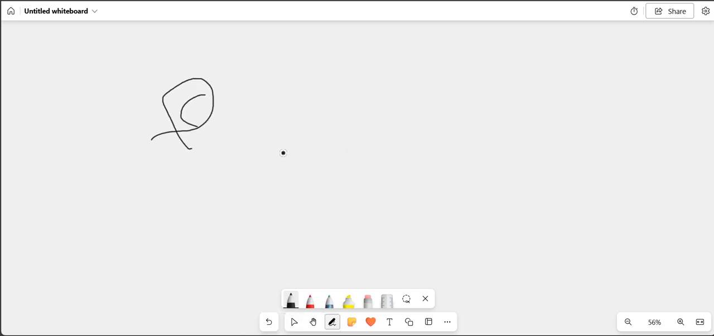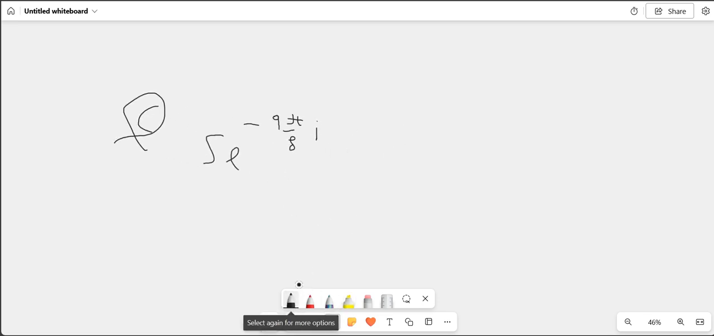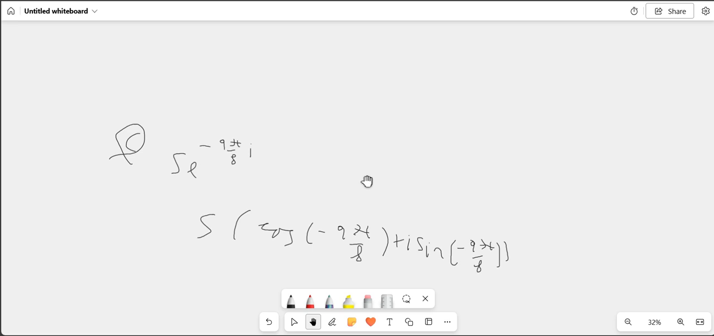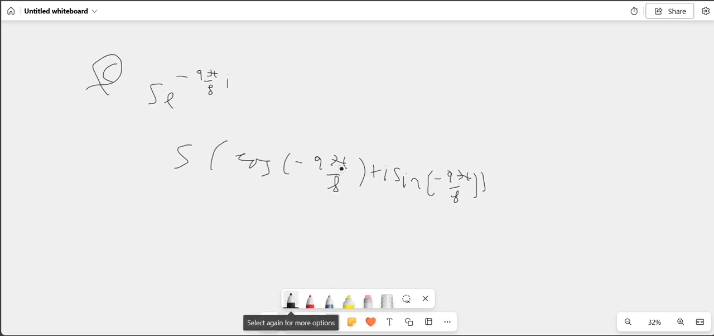Alright, C. 5e to the power of minus 9 pi over 8. How am I going to pattern that? I'll use 5, and then cos minus 9 pi over 8 plus i sine minus 9 pi over 8. And now, as you see, I've got a situation. Obviously, this is smaller than minus pi, because 9 over 8 is bigger than 1. So it was bigger than 1 pi.